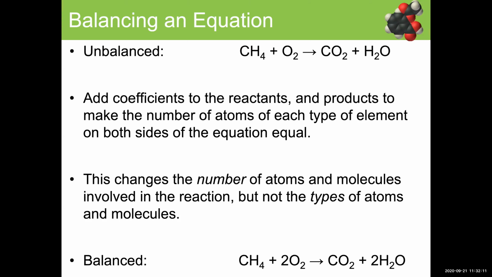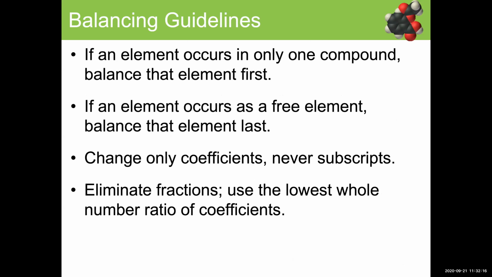So that's kind of the general process you go through to balance. So let's talk about those guidelines again, just so everyone's on the same page. If the element occurs in only one compound, do that first. So in this case, we chose carbon to do that. If it's the free element, in our example, it was oxygen. And by free element, it just means that in that molecule, you don't have any other atoms, just one of them. Then we'll save that for last, because that makes it a little easier to balance things at the end.